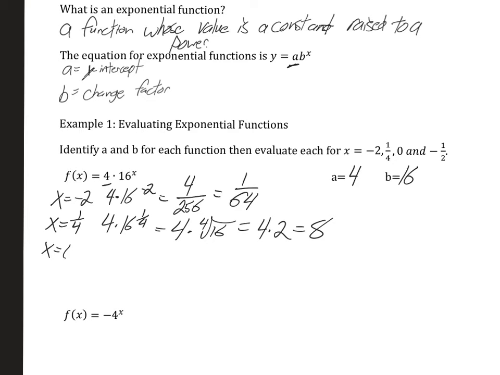Now let's do x equals 0. So we have 4 times 16 to the 0 power. Anything to the 0 power is just 1. So what's 4 times 1? It's just 4. So that is that answer.